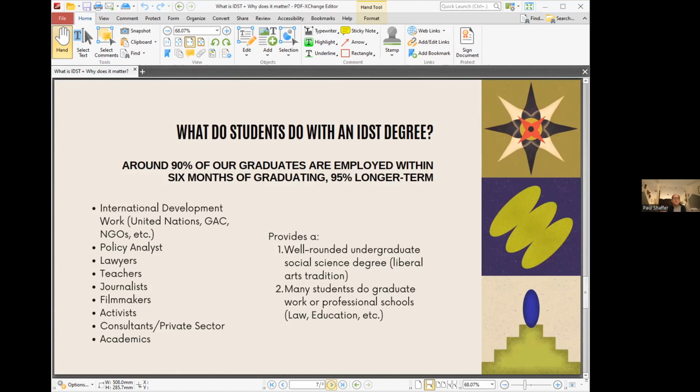So the way we position our program is it's not a training school to spit out development practitioners, although a quarter of them do that, but more a well-rounded, well-grounded undergraduate degree in the social sciences. Typically, most of our students, an extremely high percentage, around 75 plus, will end up doing either graduate work or a professional school after. That's the norm in the social sciences, where if you want a job with a career trajectory where you can really move up, you need a master's in most cases.